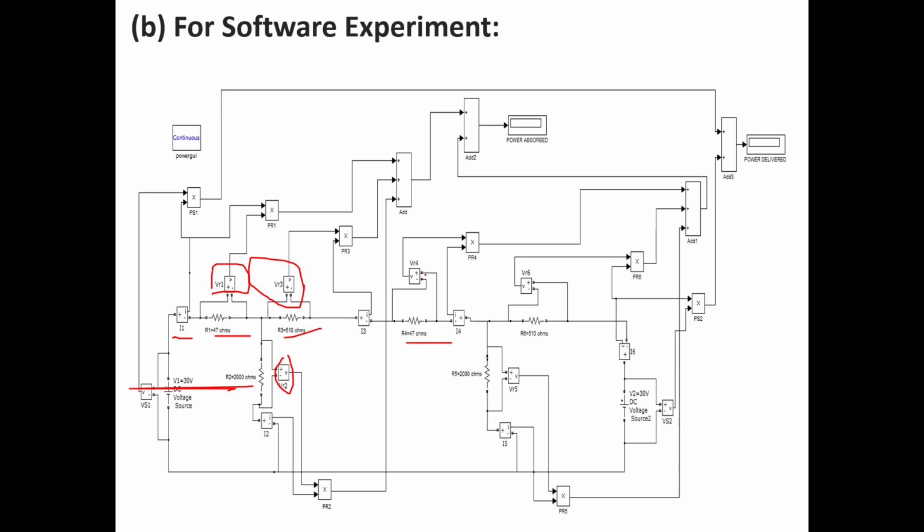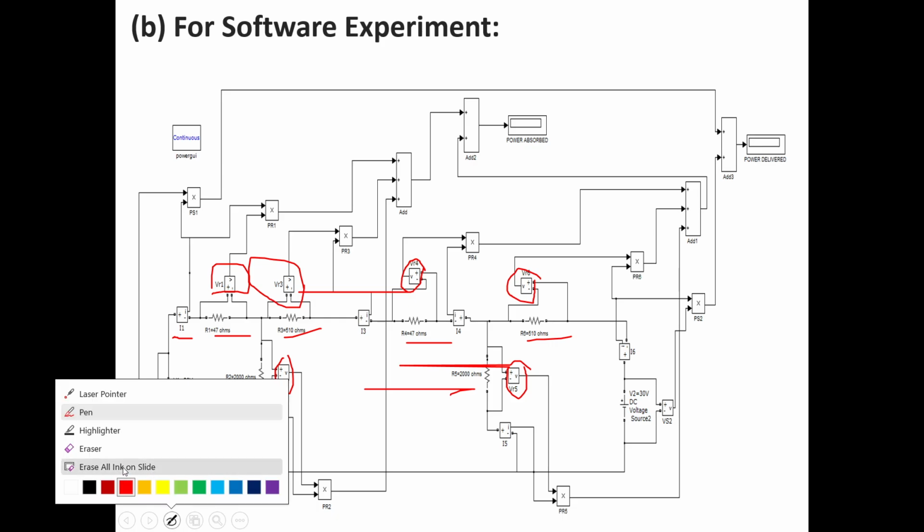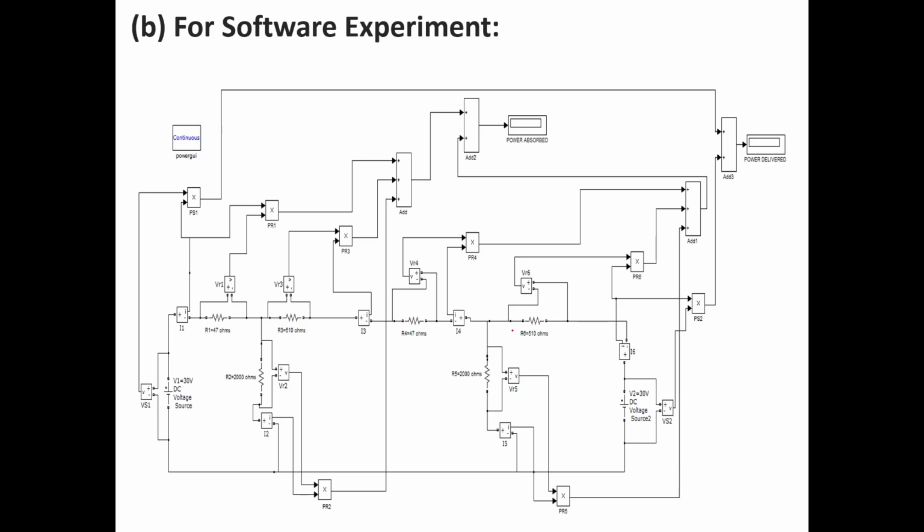Across this 47, across this 510 ohms, across 2000 ohms connect voltage measurement using MATLAB software. I will just erase all links. And in series to 47 ohms connect current measurement. In series to 510 as well as 47 ohms connect current measuring element. In series to 2000 ohms connect current measuring element. In series to this 510 ohms connect current measuring element.